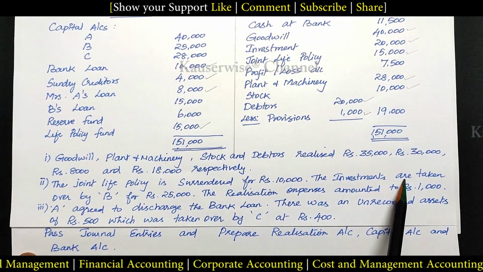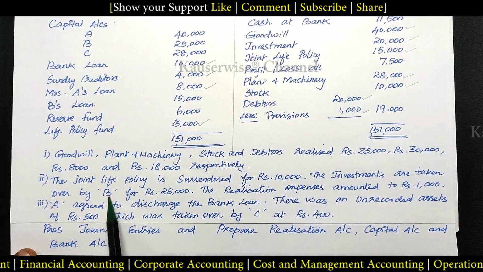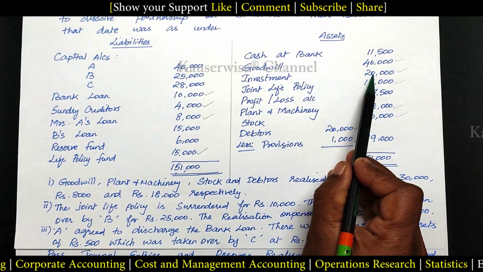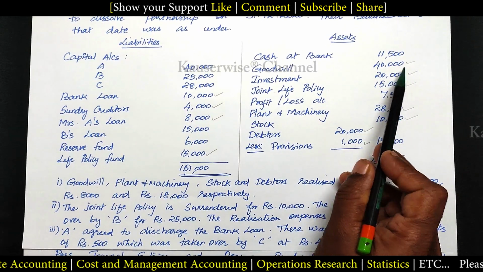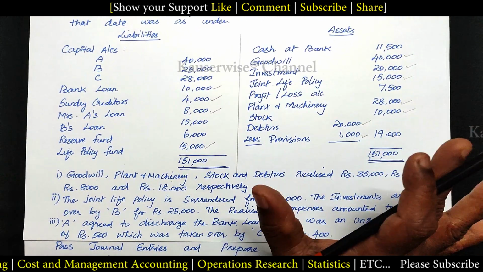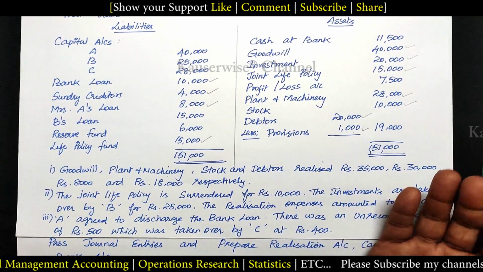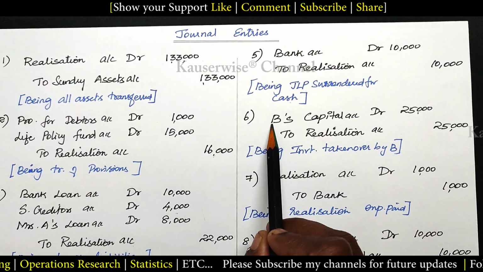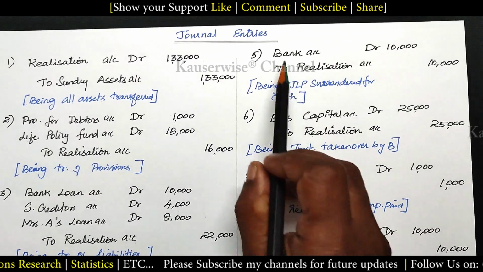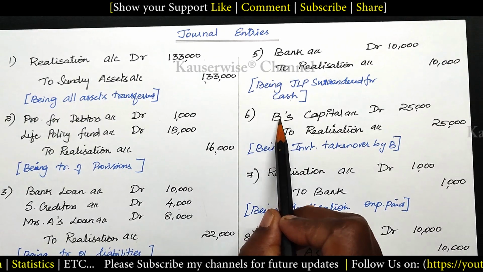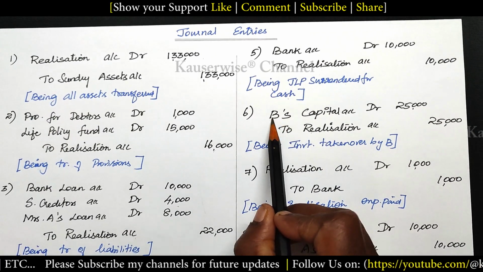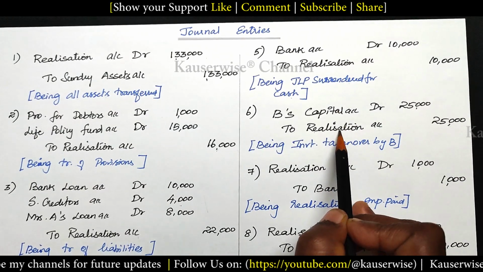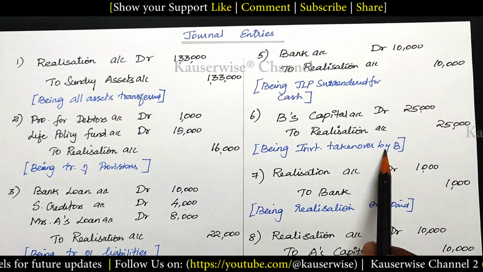The investments are taken over by B for rupees 25,000. See here we have investment, how much? 20,000. This particular asset is realized but not for cash, but one of the partners has taken it up. What is the entry for that? See the sixth entry. Who has taken up the asset? B. So instead of bank, we need to record the particular partner's capital account. Okay. So B's capital account debit to realization account.